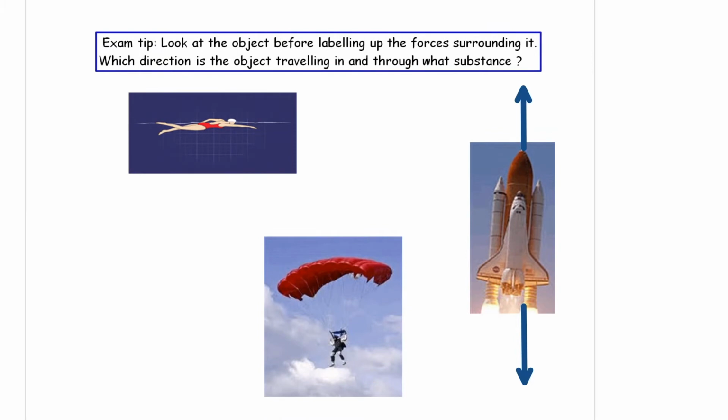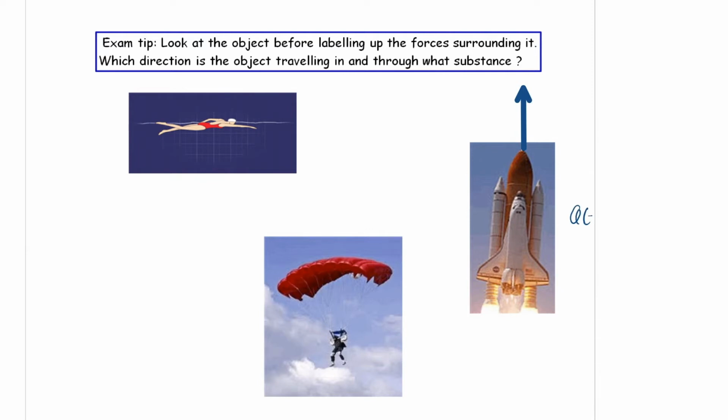Look at the object before labelling up the forces surrounding it. Which direction is the object travelling in, and what substance is it travelling through? I'm going to change that there slightly. I'd put 2 arrows in previously. On your booklet, there are no arrows at all. The reason I've changed that arrow on the space shuttle is because that rocket or space shuttle must be accelerating upwards.